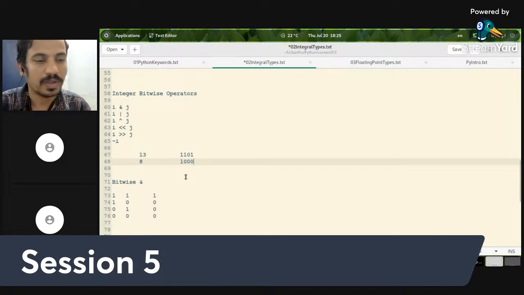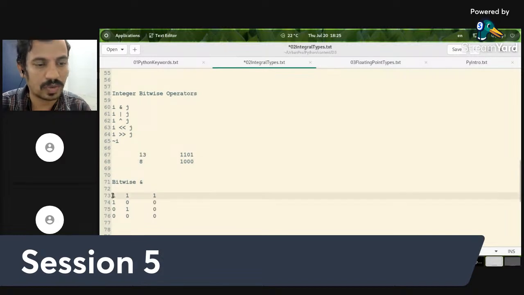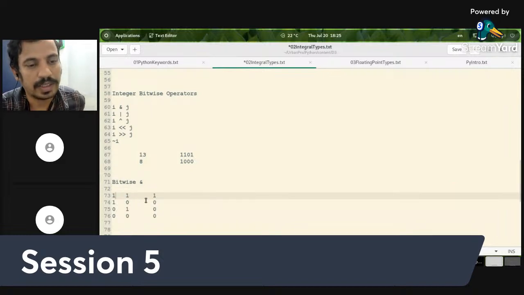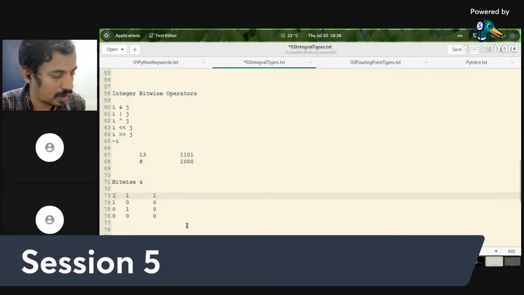So we have to use this rule, this truth table. If both inputs are 1, the result will be 1. 1 bitwise AND 1 is 1, and 1 and 0, 0 and 1, 0 and 0 are all going to give 0.